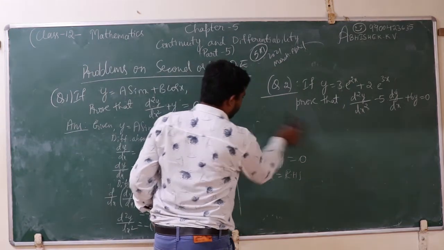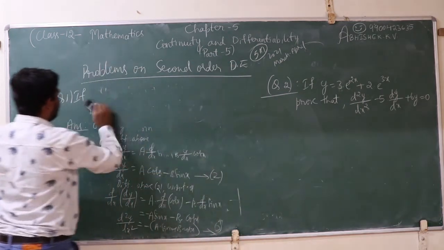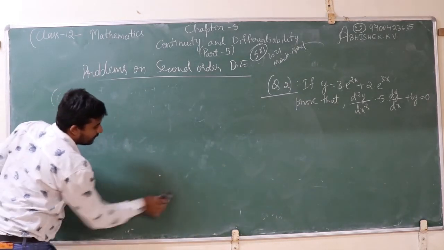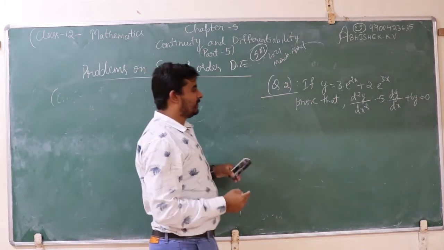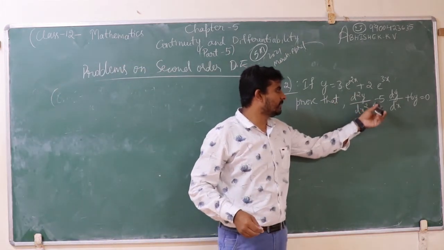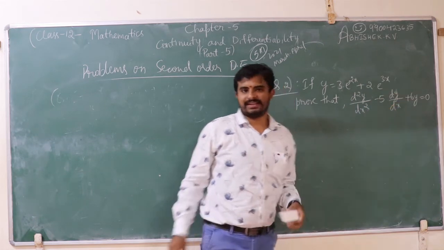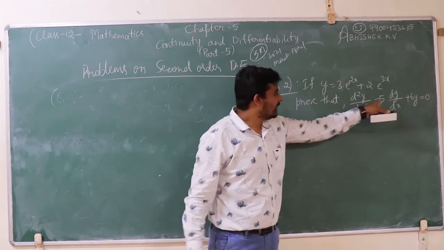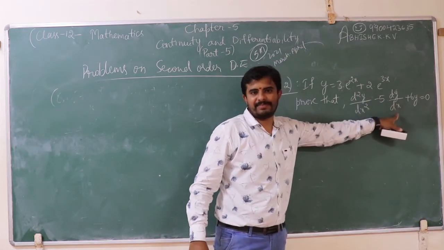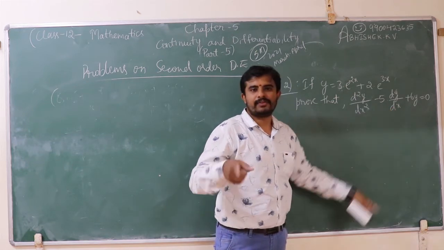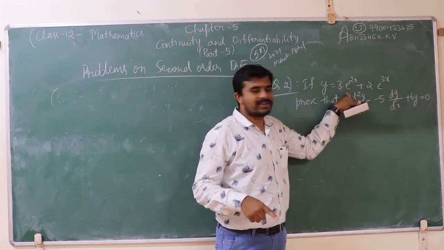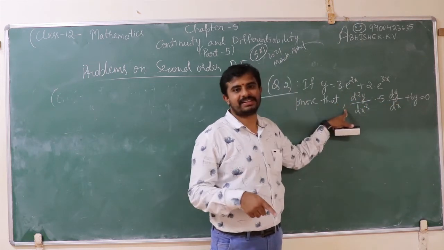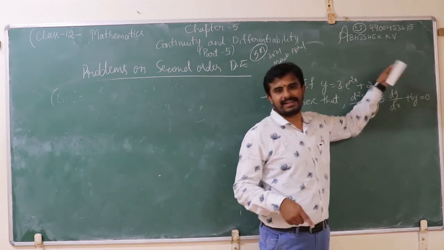If y is equal to 3 into exponential of 2x plus 2 into exponential of 3x, prove that d square y by dx square minus 5 into dy by dx plus 6y is equal to 0. See, here also we need to differentiate this equation up to 2 times. Again, this is from 1 dy by dx. When we are going to differentiate the given equation again with respect to x, we get this, and this is by the given equation y.